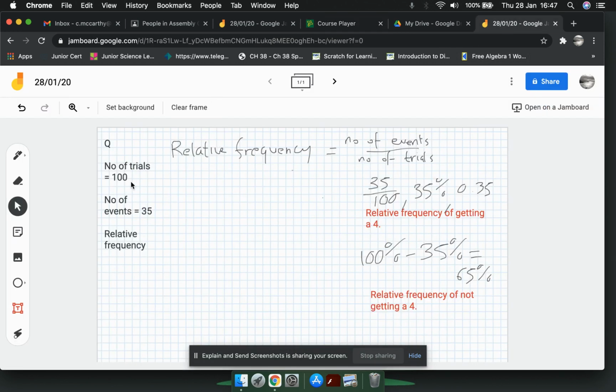So let's change this information. The number of trials we just worked out, which is 18, and the number of events is how many times he's actually scored, which is 12. What we want to do is use this formula again and figure out his relative frequency. So let's rub out what we have there and get rid of this.